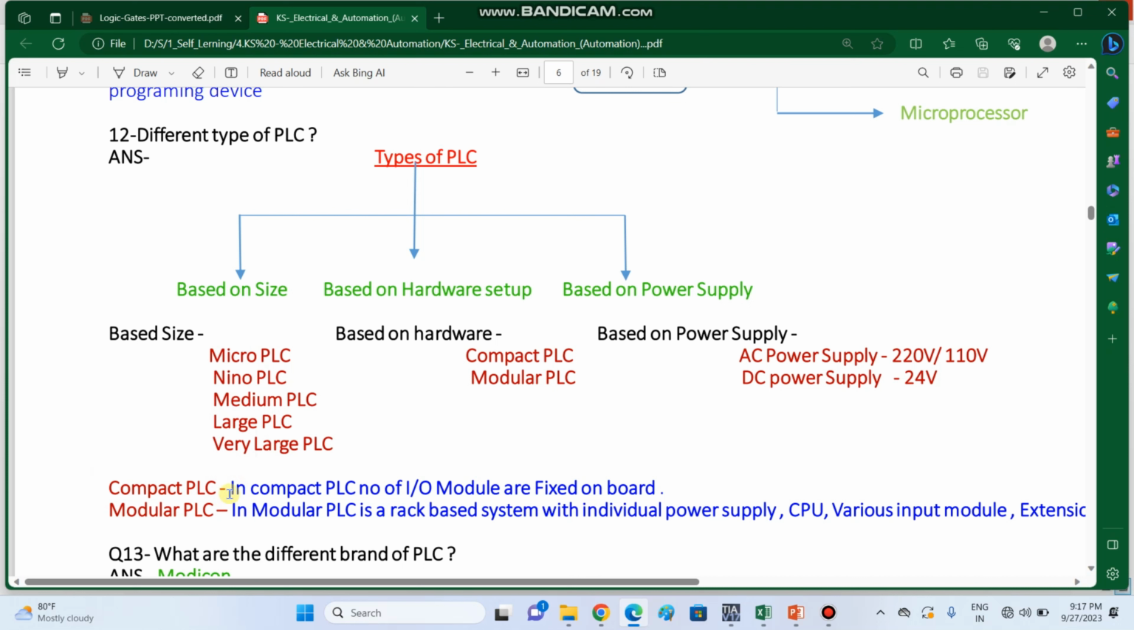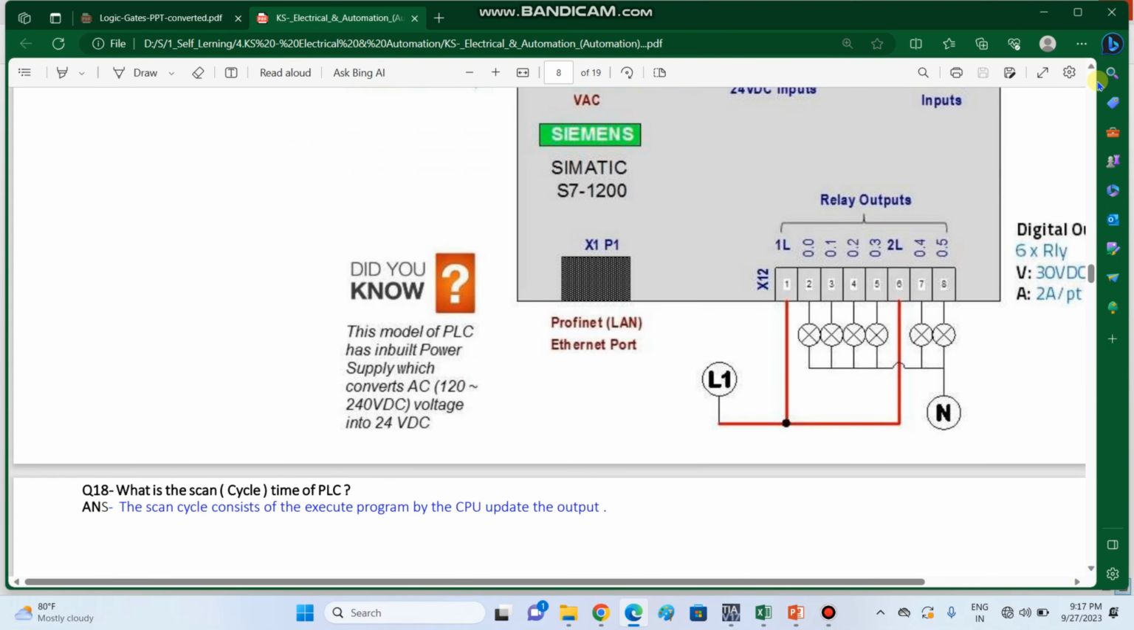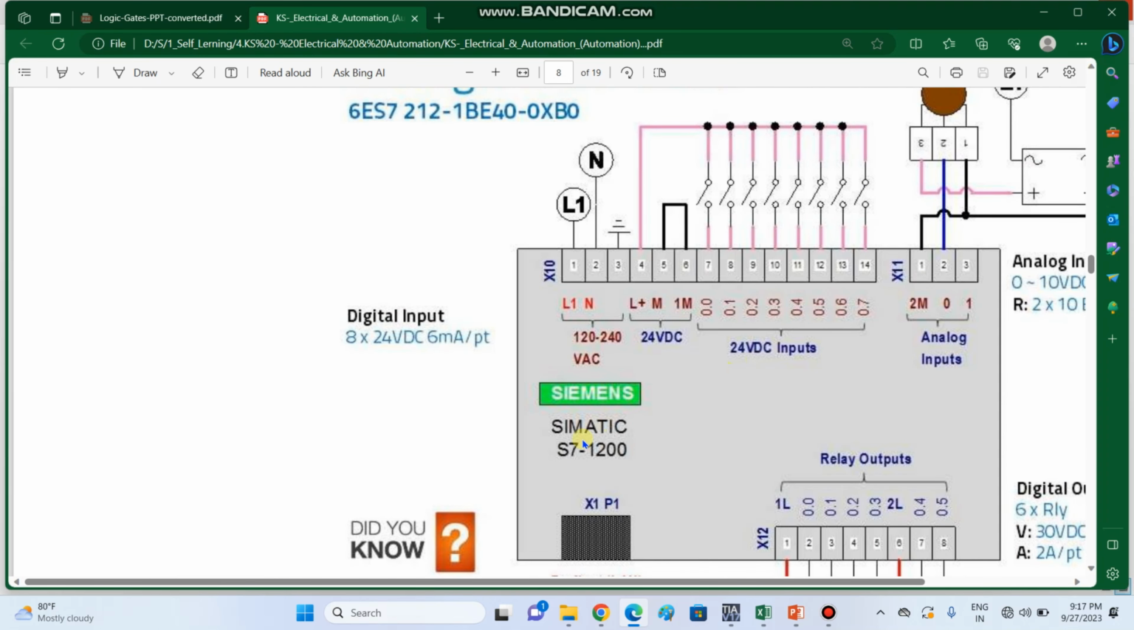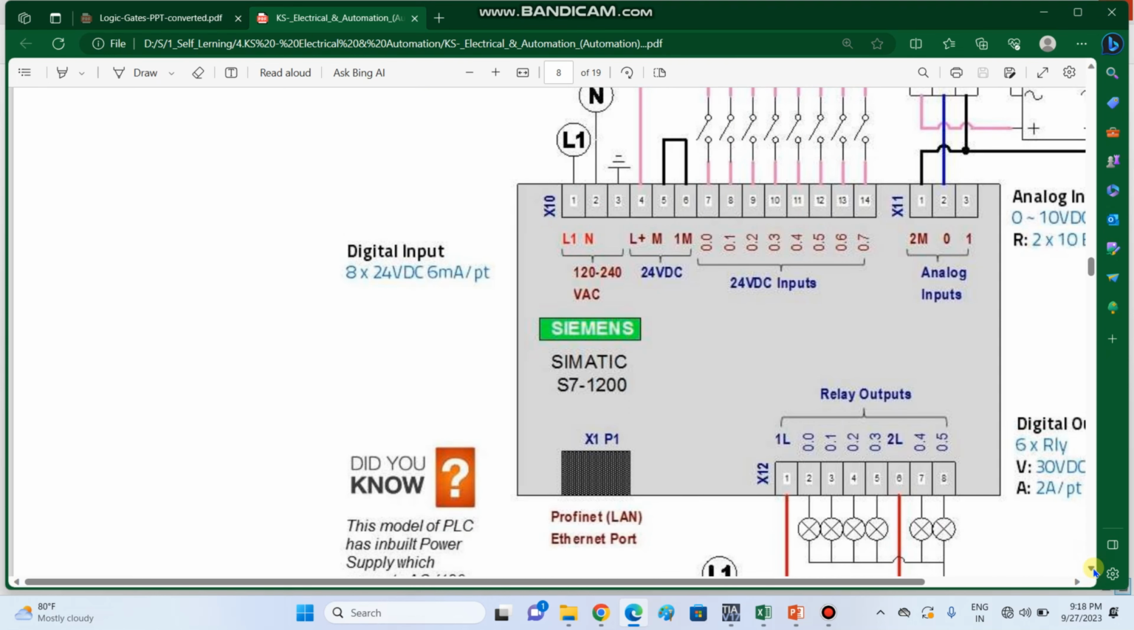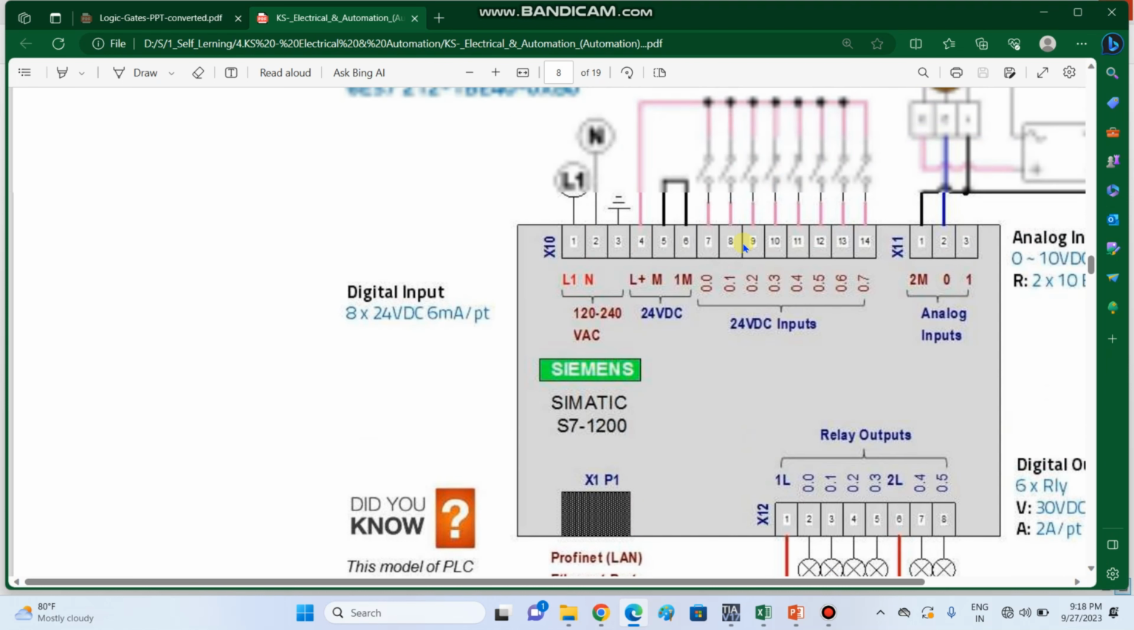In a compact PLC, the number of input outputs is fixed on board. We can see here a Siemens PLC schematic, the S7-1200 PLC, with line, neutral and ground, the input devices, and the number of inputs and outputs. It is a compact PLC because in a compact PLC the number of input outputs is fixed.